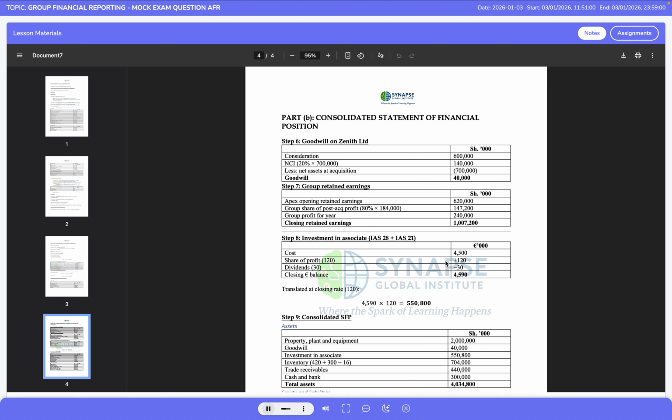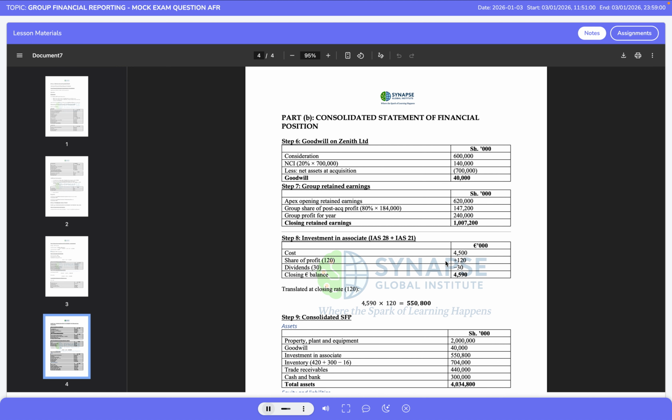The consideration transferred by Apex Limited is 600,000 shillings. Non-controlling interest, measured at 20% of the fair value of net assets at acquisition, amounts to 140,000 shillings. The fair value of Zenith Ltd's net assets at acquisition is 700,000 shillings. When these amounts are combined, goodwill arises as 40,000 shillings. This goodwill is recognized as an intangible asset in the consolidated statement of financial position.